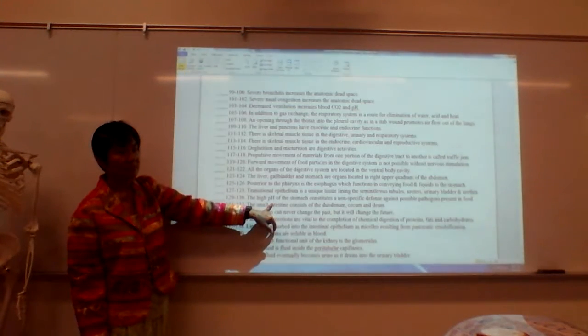The high pH of the stomach must be non-specific defense against possible pathogens in the food. Sure. The stomach is acidic, so is the pH... Oh, it's higher? Low pH.